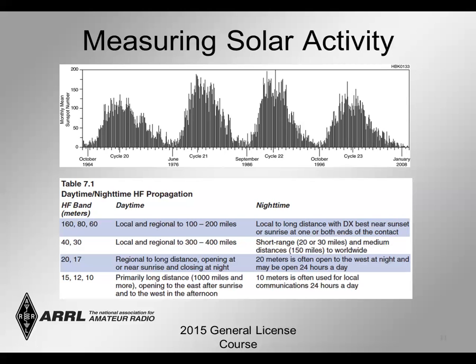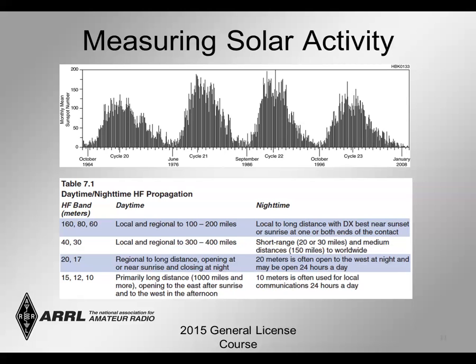And then 15, 12, and 10 meters, primarily long distance when it's open. Here of late, it's been opening a little more than it had in the past, up to 1,000 miles or more, opening to the east after sunrise and to the west in the afternoon. And 10 meters is often used at nighttime for local communications 24 hours a day. And that's one thing that we've been working with in our ham group, is using 10 meters for local communications for both single sideband and digital signals.